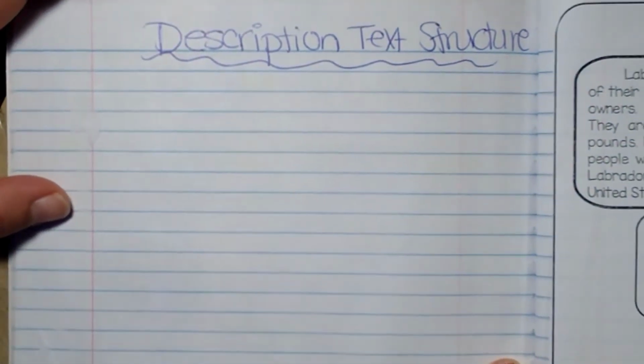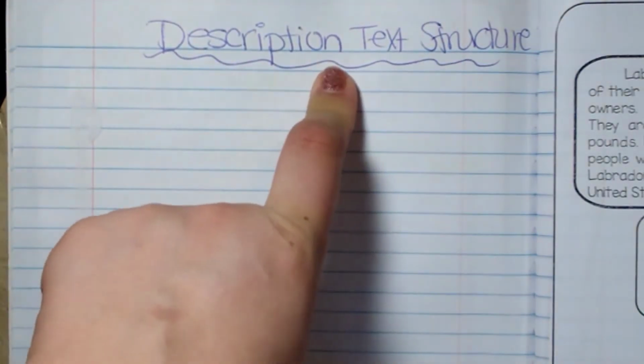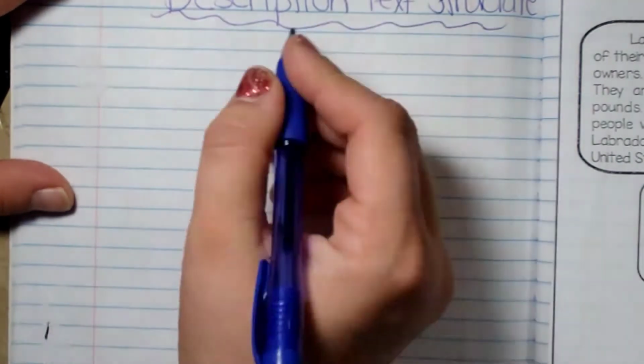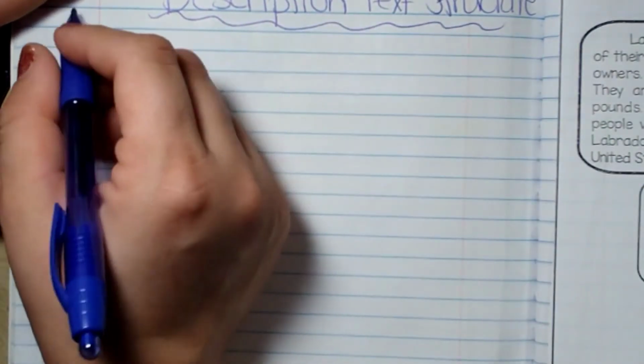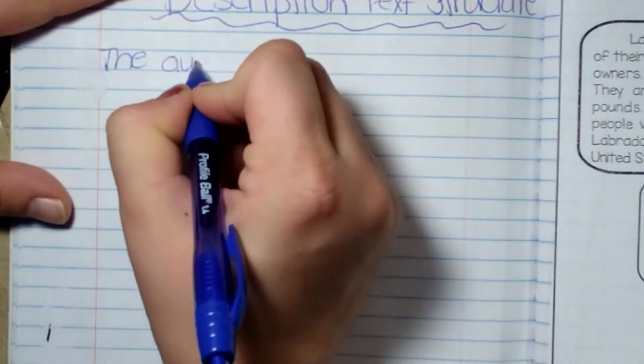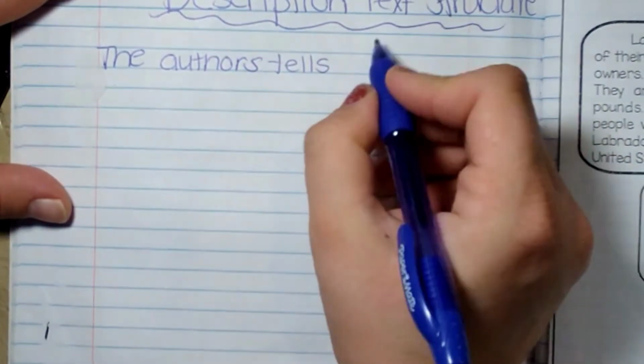Now a lot of people get confused with description text structure with other ones because they're saying it's describing the cause and effects, it's describing the differences, it's describing the similarities, it's describing the order. Basically what I say is if it doesn't fit any of the other text structures, see if it's describing something, and then it would be description text structure. So a descriptive text structure is when the author tells the characteristics and details of something.